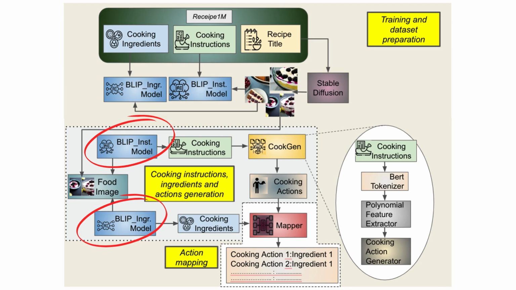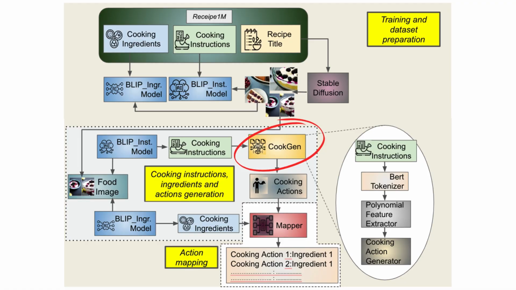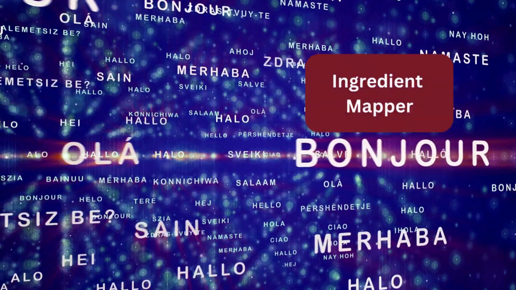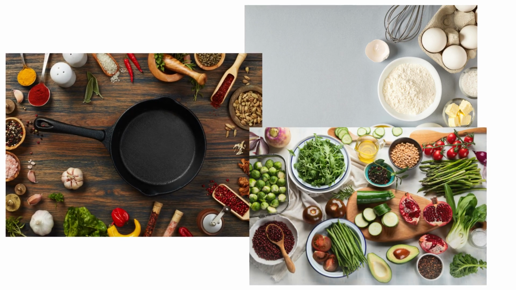We didn't stop there. By integrating CookGen, Pic2Prep identifies specific cooking actions, transforming raw ingredients into a cohesive cooking process. Finally, a custom action-to-ingredient mapper, trained with the Mistral model, ensures that each cooking action is perfectly aligned with the corresponding ingredients. This creates an immersive, accurate depiction of the entire cooking journey, from prep to plate.